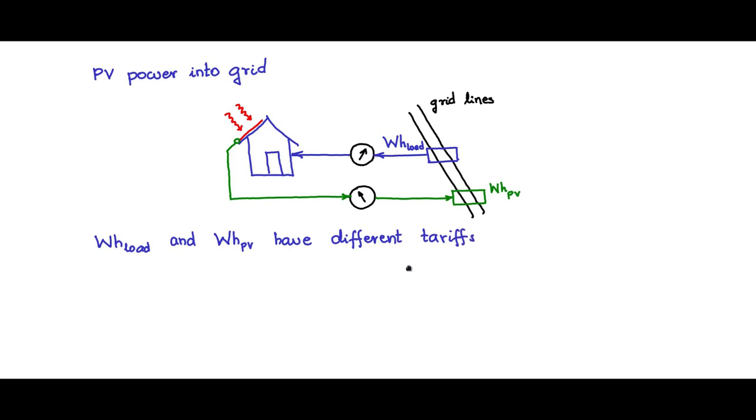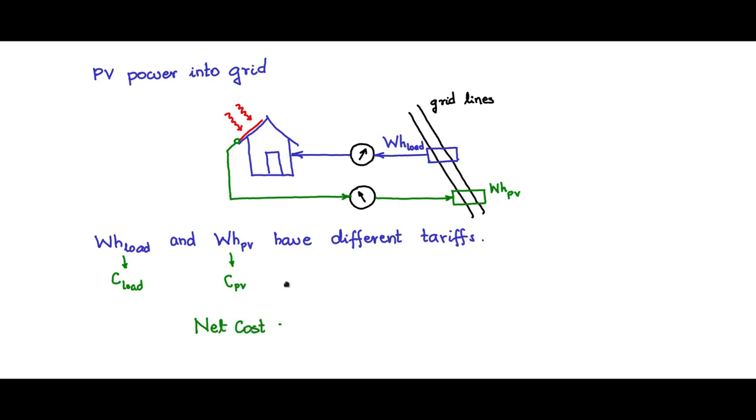So therefore there is an advantage in trying to put the green energy into the grid. Now let us say that this watt hour load has a tariff which is C load. So it has a cost of C load per watt hour. And let us say the solar energy that you put into the grid has a value CPV, rupees CPV per watt hour. How do we calculate the net cost?